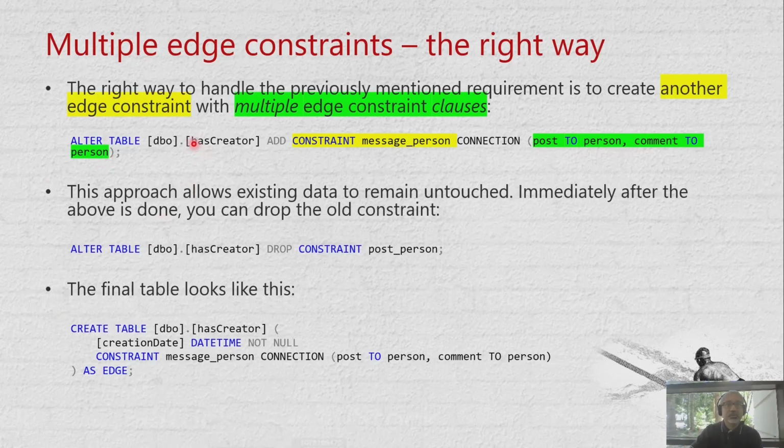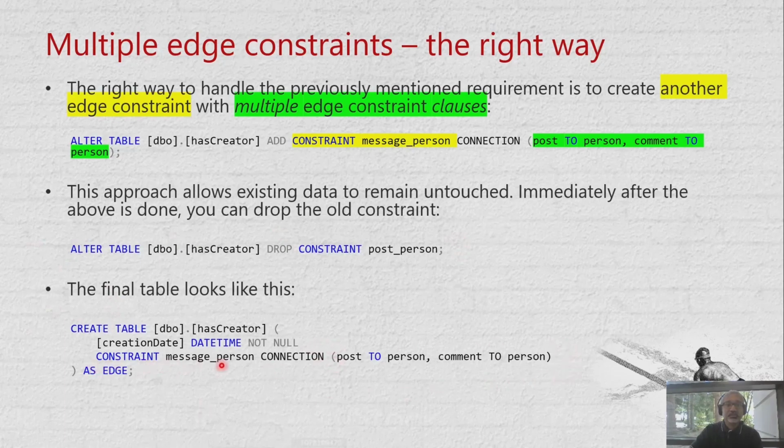So when you alter your table, you would say, hey, let's add a constraint which is a compound one which has multiple edge constraint clauses. This allows you to successfully insert new rows of the form, let's say, comment. But you cannot live in this situation forever. So the way you handle this is you add this constraint and then you immediately drop the previous constraint which allowed posts to person.